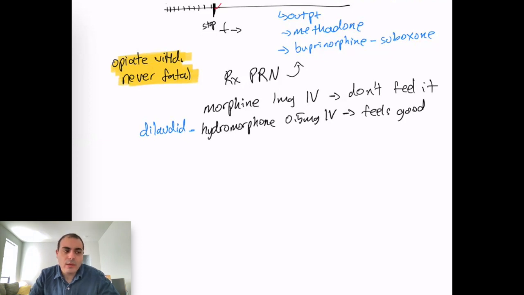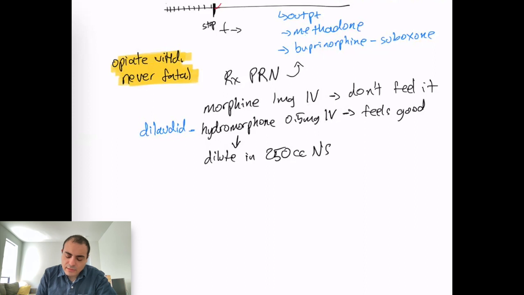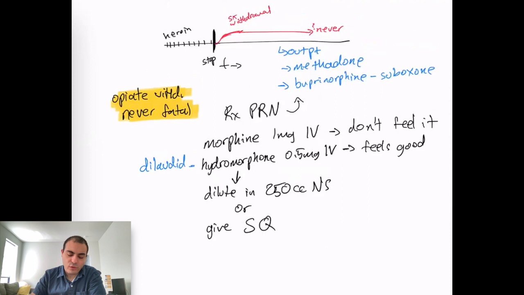Okay, so what I always suggest is never give it push. Instead, you can either dilute it in like 250 cc of normal saline, or you can give it subcutaneously. It will prevent the symptoms of opiate withdrawal. Again, when you think about it, the symptoms of opiate withdrawal really never go away. So to what end are you treating this? You're really just keeping everybody quiet, everything calm in the hospital. But eventually, I think they will need methadone.